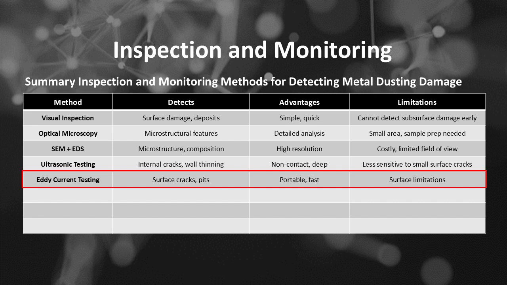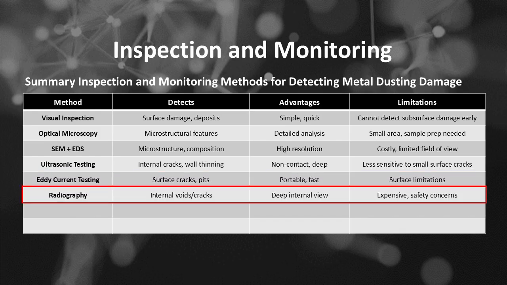If the method is eddy current testing, it is used to detect surface cracks and pits. The advantage is that it is portable and fast, and the limitation is that it is restricted to the surface. If the method is radiography, it is used to detect internal voids or cracks. The advantage is a deep internal view, and the limitations are that it is expensive with safety concerns.